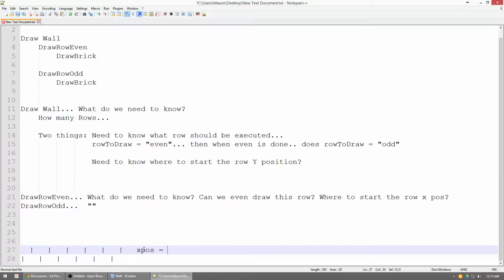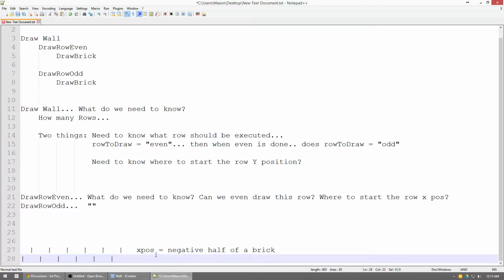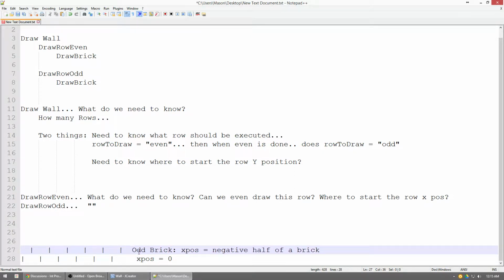X position equals negative half of a brick. Okay, and then this one, X position equals 0, right? Because we're starting all the way over, and this will be odd brick, and this one will be even brick. Okay, so our expression there. So now we got that.